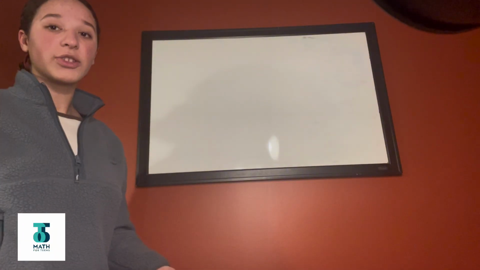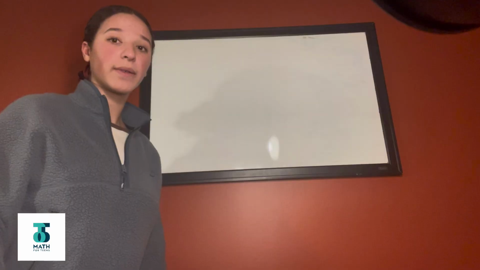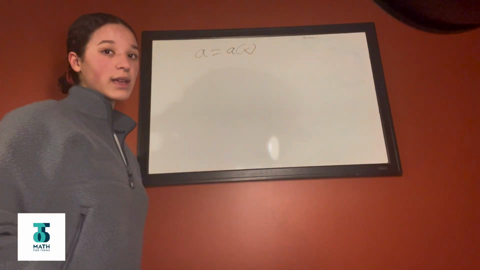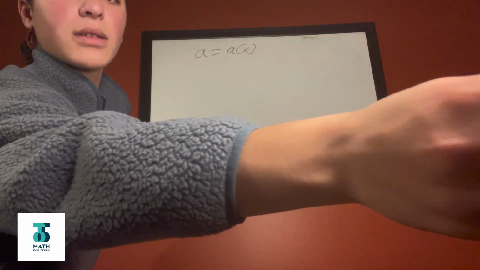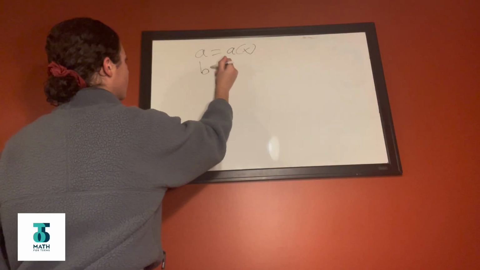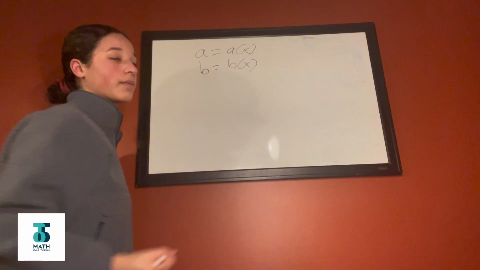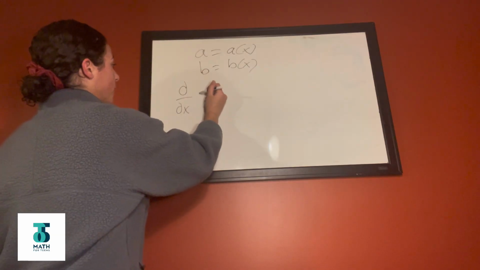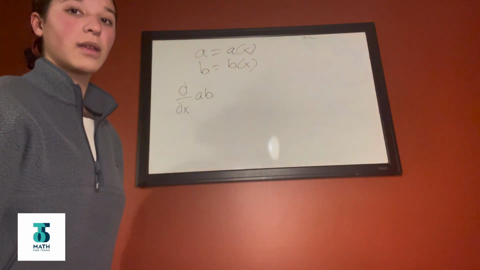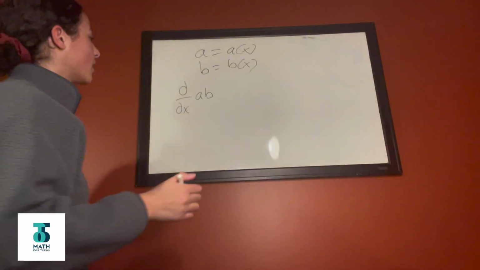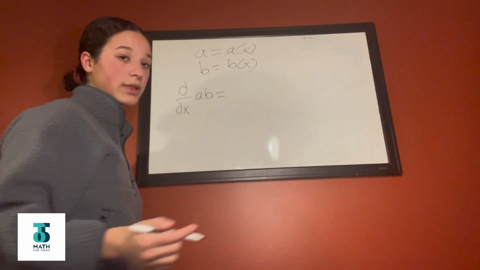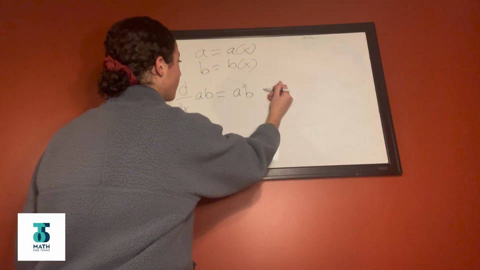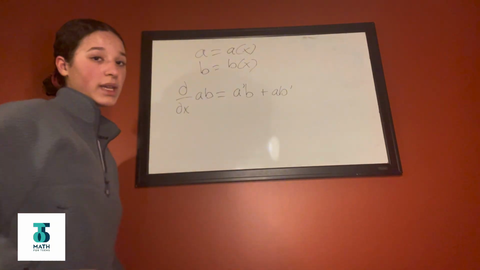So this first step is just your product rule of differentiation. Let's say that a is equal to a of x, so it's a function of x. And let's say that b is also a function of x. Now, if I want to take the derivative of the product of these two functions, the product rule tells us that this derivative will be equal to a prime, so the derivative of a, times b, plus a times the derivative of b.